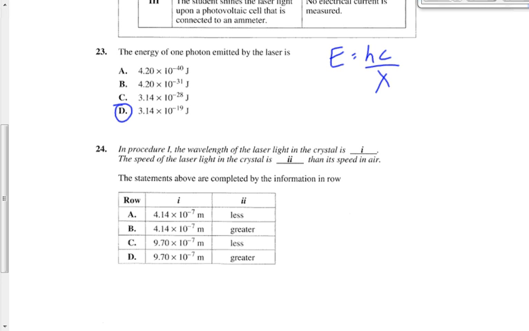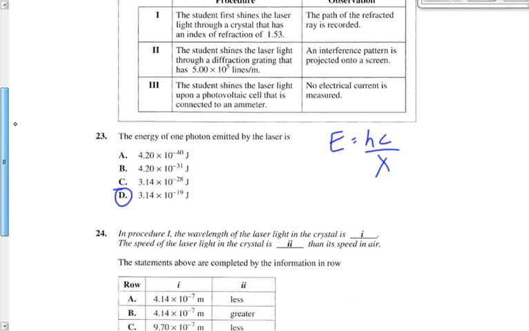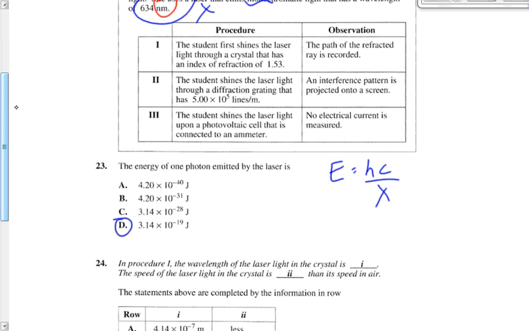In procedure 1, the wavelength of the laser light in the crystal is what? Well, what's the best way to do that? In procedure 1, we know the index of refraction is 1.53. We know the speed of light is 3 times 10 to the 8. You can find v. Get the value for v. I don't know that's the best way to do it, actually. I think there's a better way to do that.